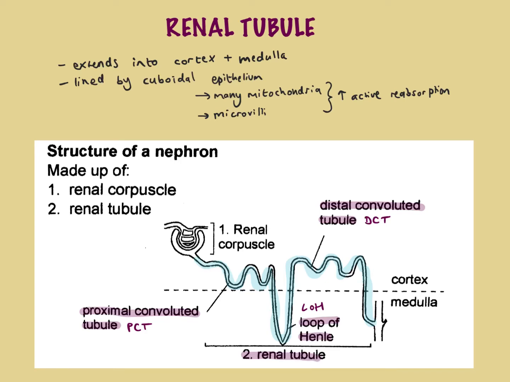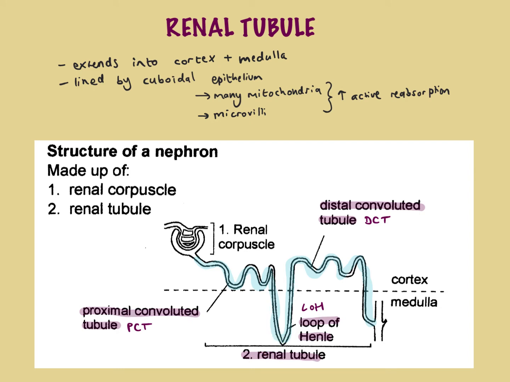Hi guys, so for this video we're going to be diving into the renal tubule a little bit more. So just to quickly recap the structure, this is the nephron, this whole thing. This is the renal corpuscle, which is the first part of the nephron with the glomerulus and the Bowman's capsule. The rest of this highlighted in blue in this video is the renal tubule.